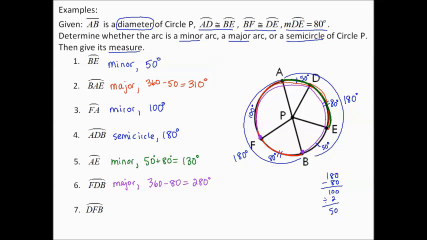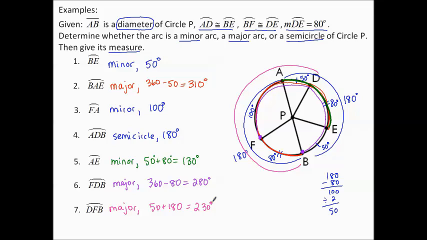DFB. Let's look at where that is. D and then F and then B. So starting at D, going to F and then B. So that time it's a 50 put together with a 180. So 50 plus 180. Now I know I'm adding 180, so that's going to be a major arc too, because it's more than 180, to give us 230 degrees.